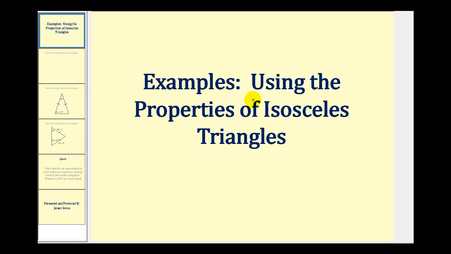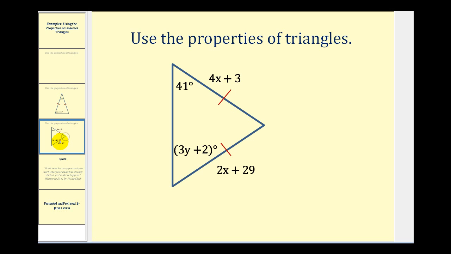Welcome to examples of using the properties of isosceles triangles to determine information about a triangle. Here's our first example. Notice this triangle is an isosceles triangle because it has at least two congruent sides. This side here is congruent to this side here.